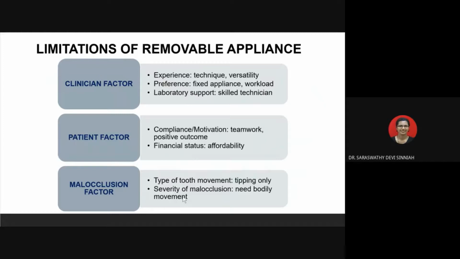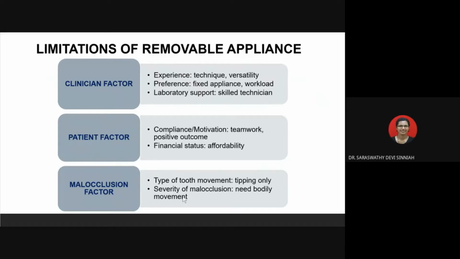Coming to the final segment of this lecture, the limitations of a removable appliance. This can be divided generally into three factors: the clinician factor, patient factor, and the malocclusion factor. Starting off with the clinician factor, experience and preference plays a vital role.